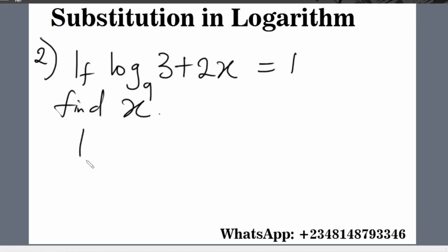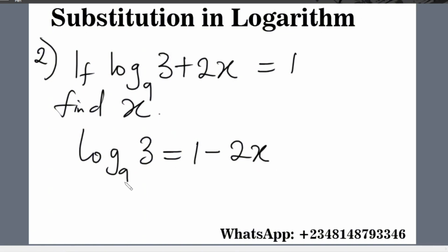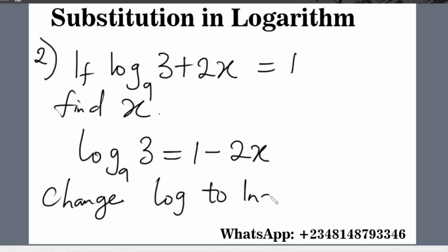So we have here log 3 equals, we move 2x to the right hand side, it becomes 1 minus 2x, to base 9. Now the next task is to change the log or logarithm to indices. How do we change logarithm to indices?